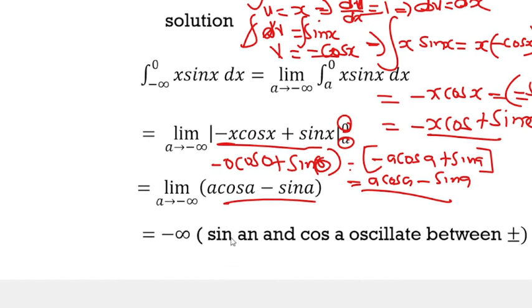Do not forget that sine a and cos a oscillate between positive and negative. So after substituting the limit as a approaches negative infinity, our final answer is going to be negative infinity.